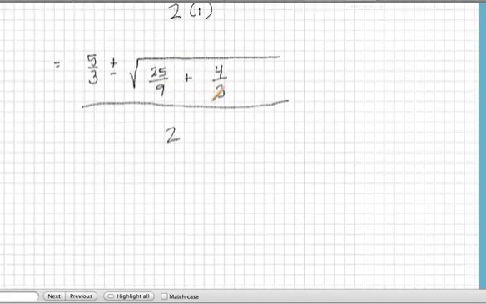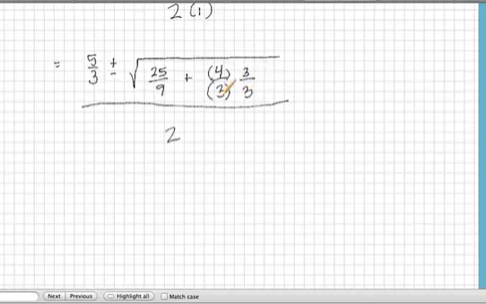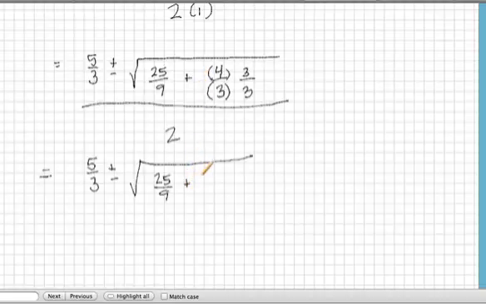We need to add some fractions here, but there's not a least common denominator. So let's go ahead and get one. I'm going to put these in parentheses first, and then we're going to multiply by 3 over 3 to get a least common denominator of 9. This simplifies into 5/3 plus or minus the square root of 25/9 plus 4 times 3 is 12 over 9, 3 times 3, all over 2. We can't forget that that 2 is still there on the bottom.